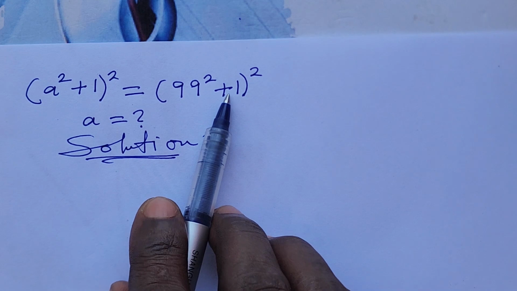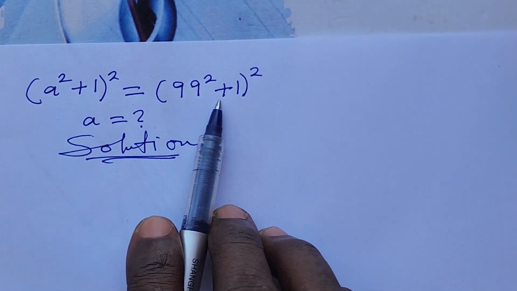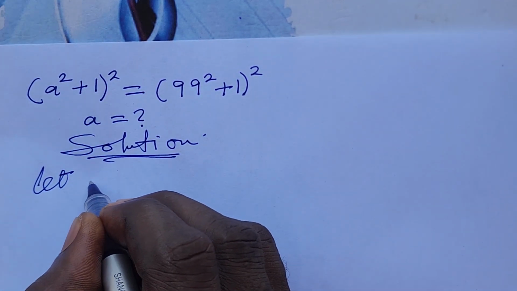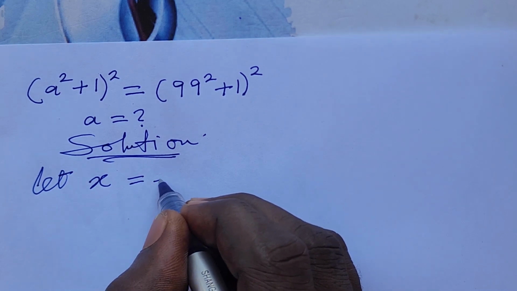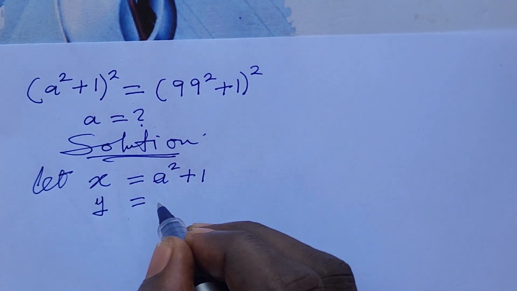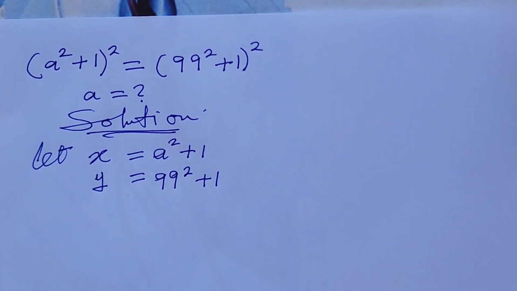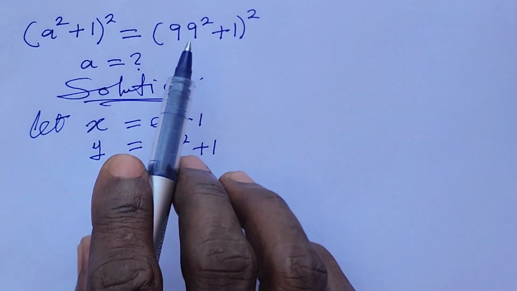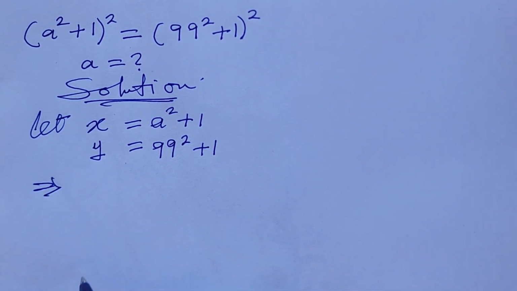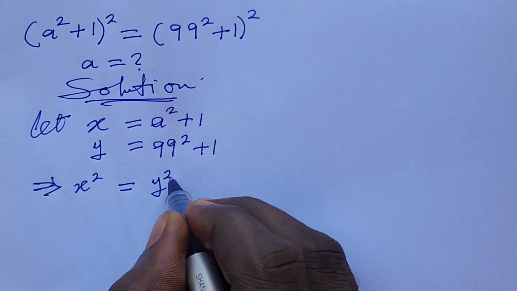Okay, now from this expression here, I'm going to bring in a different alphabet to represent this quantity and this quantity. So let's do some crazy substitution here. Let x be equal to a^2 + 1, and let y be equal to 99^2 + 1. With this we can now rewrite the first expression. This now implies x^2 is equal to y^2.